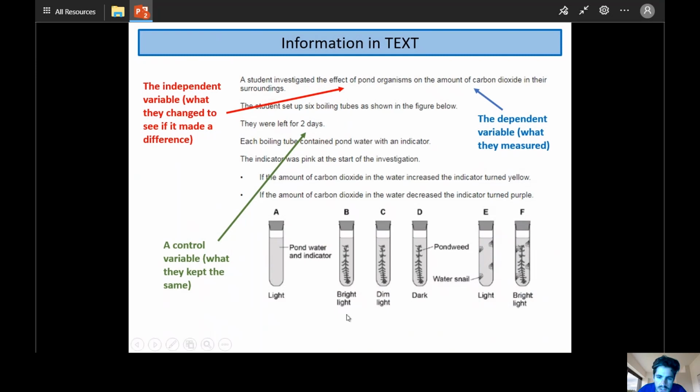Now I can also see that they changed something else in this practical. They changed the level of light in there. So sometimes there's more than one investigation going on at the same time. It would need to be very, very clear how those were different in order to make that separate, to make your results valid, your outcome valid.